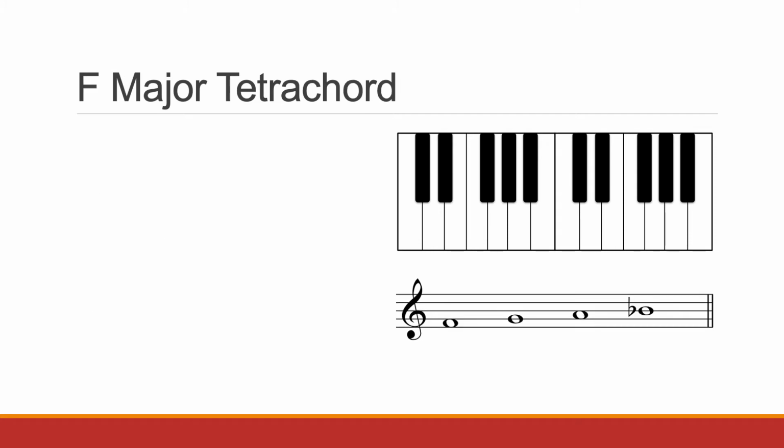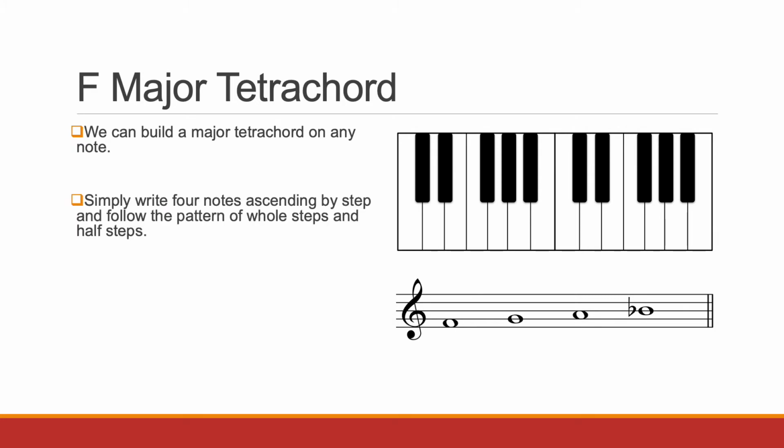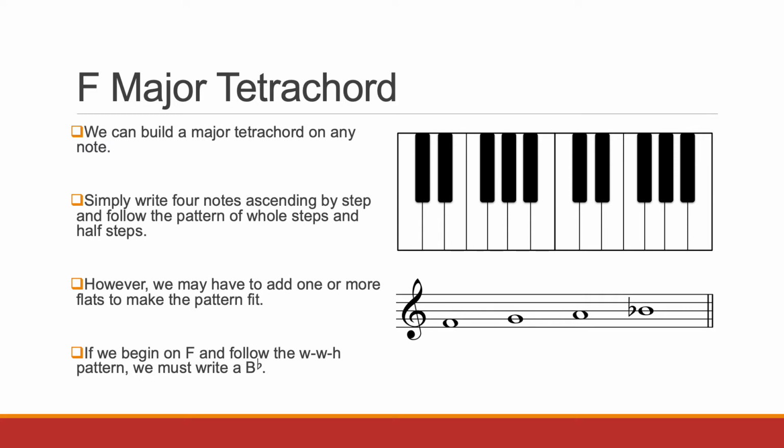An F major tetrachord. We can build a major tetrachord on any note. Simply write 4 notes ascending by step and follow the pattern of whole steps and half steps. However, we may have to add 1 or more flats to make the pattern fit. If we begin on F and follow the whole, whole, half pattern, we must write a B flat. And we can see whole, whole, half.